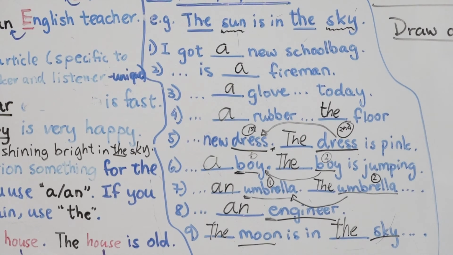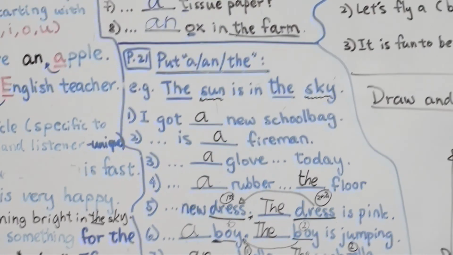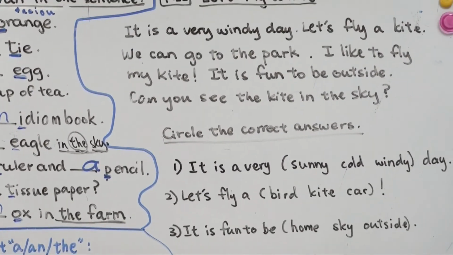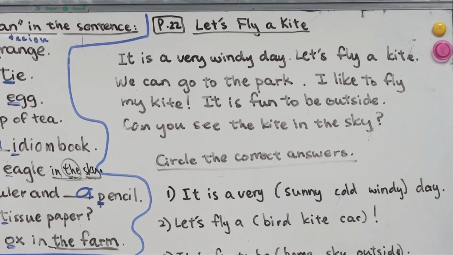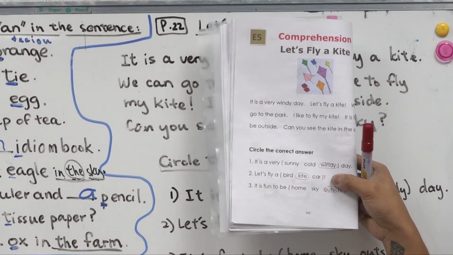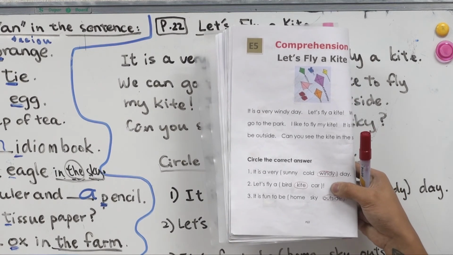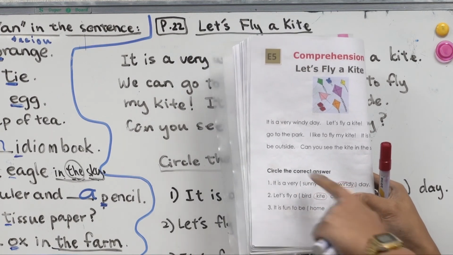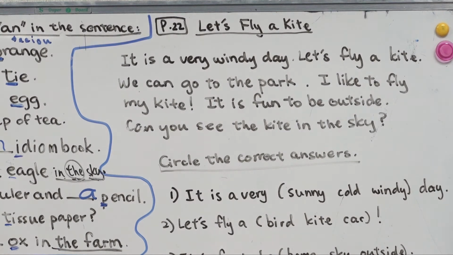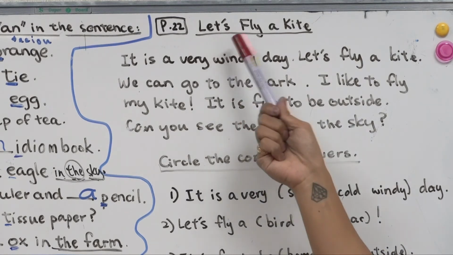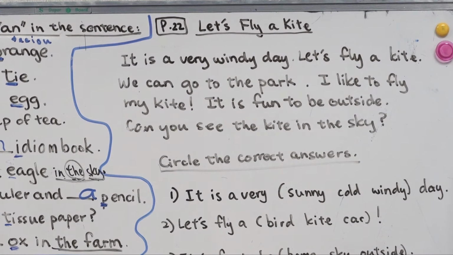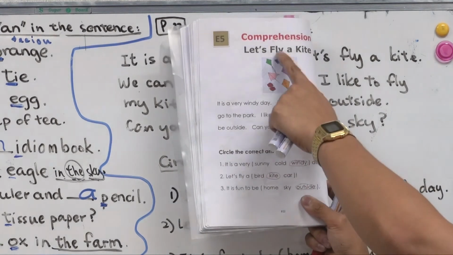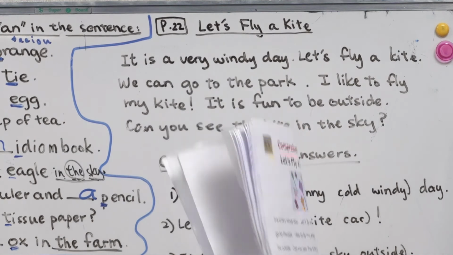Alright, good. So now let's move on to page 22, where we learn about what a kite is, okay? So page 22, let's fly a kite. So here we have to read the passage and then circle the correct answers for questions 1, 2, and 3. Alright, so let's read it together. You can take a look at the whiteboard or you can take a look at your book as well. The title of the story is Let's Fly a Kite. Now, if you don't know what a kite is, you can take a look at the picture over here. This is a kite.